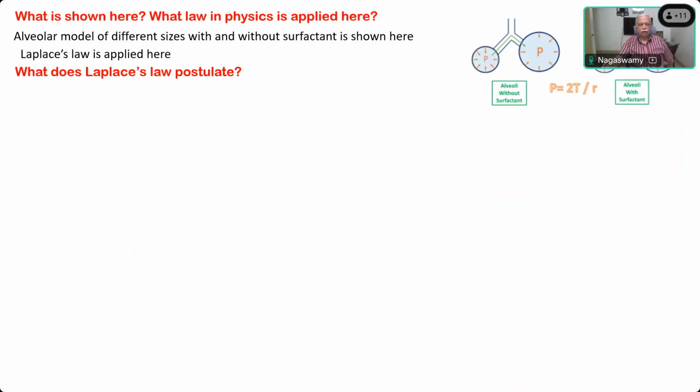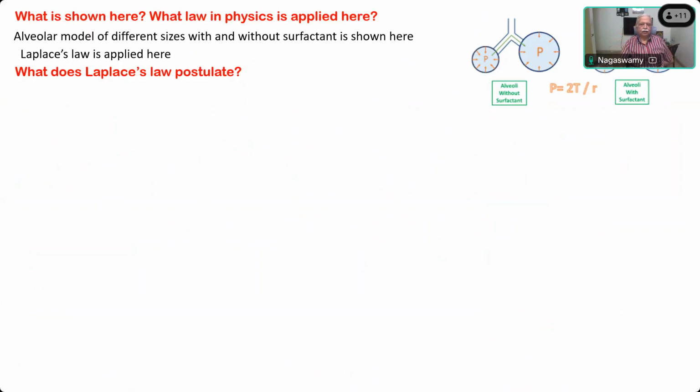What does that law state? Laplace's law. If the pressure tension in the wall is dependent on the radius, but the tension is inversely proportional. Three things are compared here: one is pressure, another is radius, and third is the tension. The relationship between these three is made out in Laplace's law. As you can see there, P is equal to T by R.